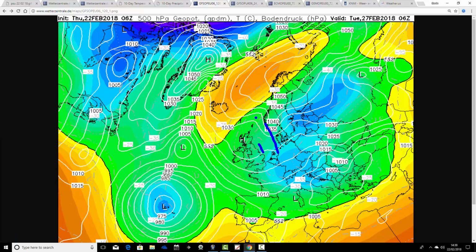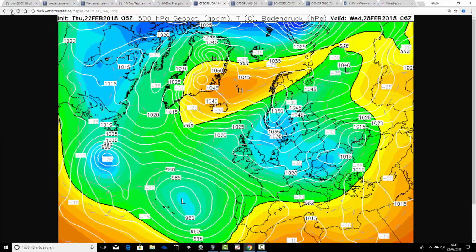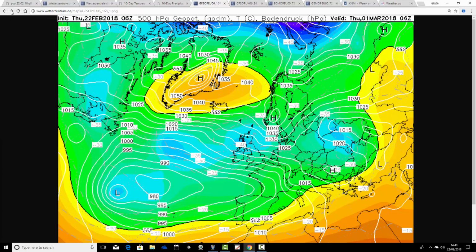There's kinks in the isobars as well. Kinks just there, one up there. So that tells you it's an unstable flow that could be bringing troughs in off the Atlantic, banding snow showers together. Upper air temperatures look very cold, bitterly cold by the time you get through to Tuesday. Wednesday also looking a very cold day. The wind remains in from the east during the course of Wednesday, so that's another very cold day indeed.